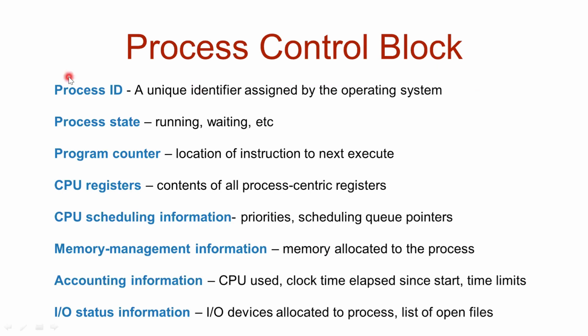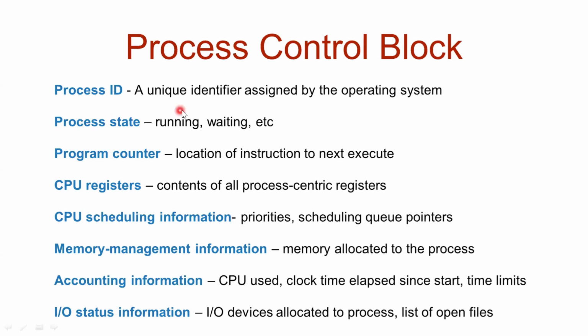The different attributes that are related to a process and are stored in its PCB are process ID, process state, program counter, CPU registers, scheduling information, memory management information, accounting information, and IO status information.